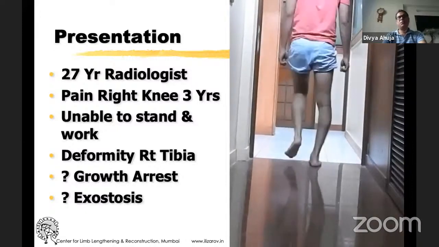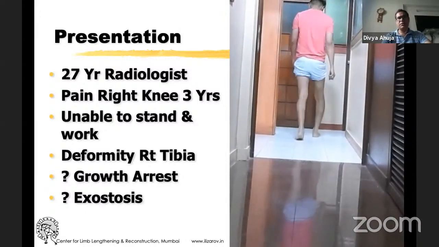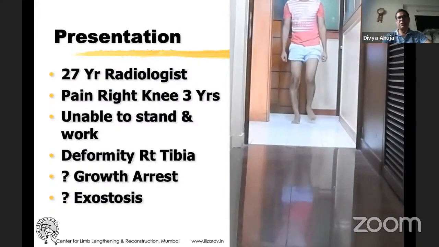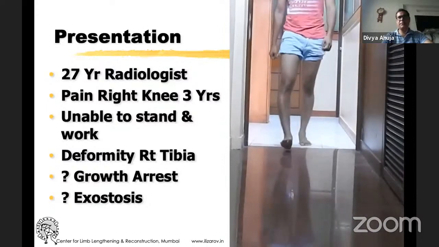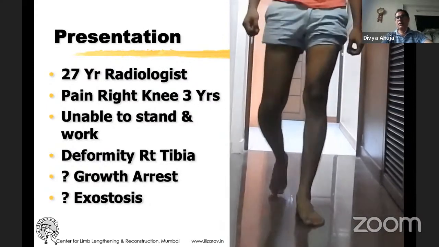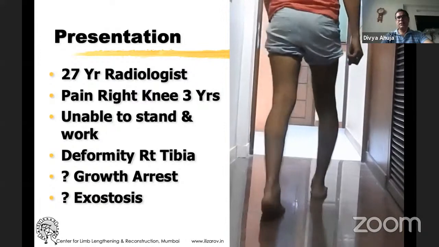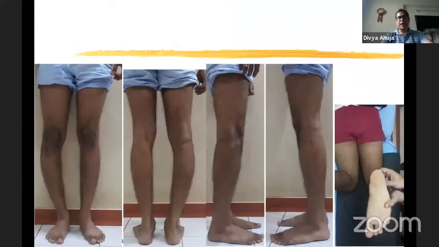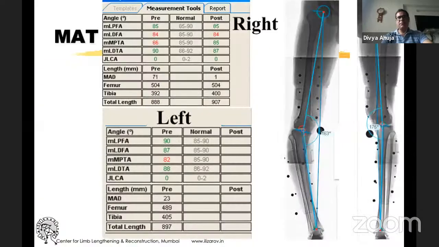The cause for the deformity was probably a growth arrest, or there was some growth there, like an exostosis, but this was not a hereditary exostosis. And he had this varus. Looks like proximal tibia procurvatum as well, but hardly any flexion deformity.